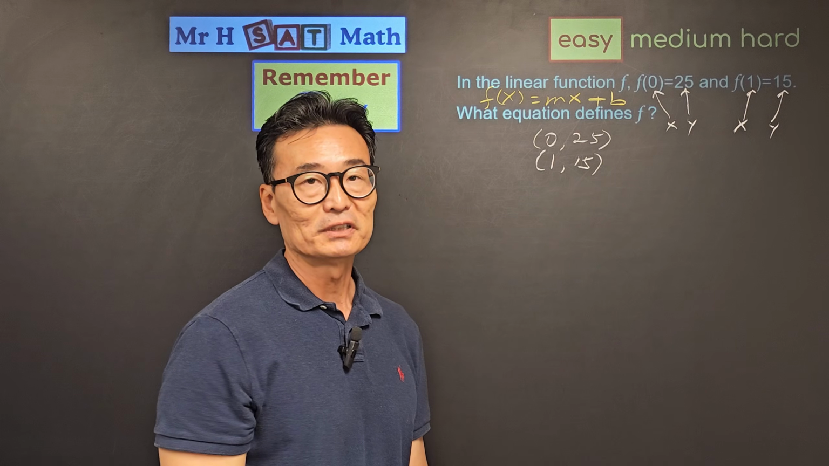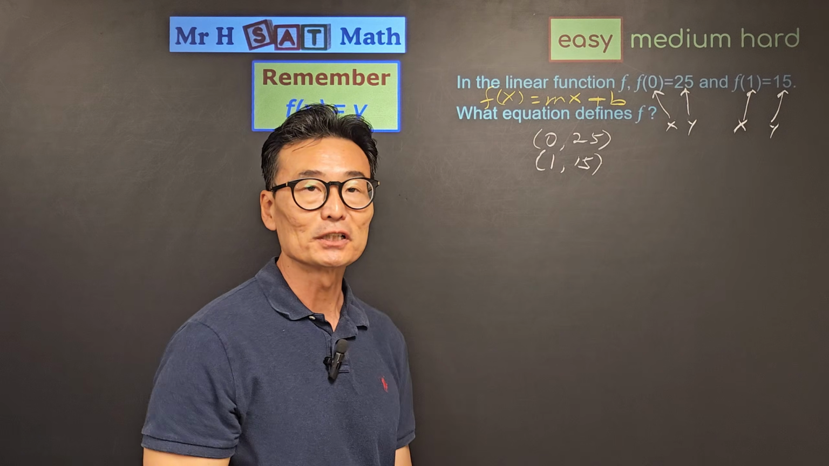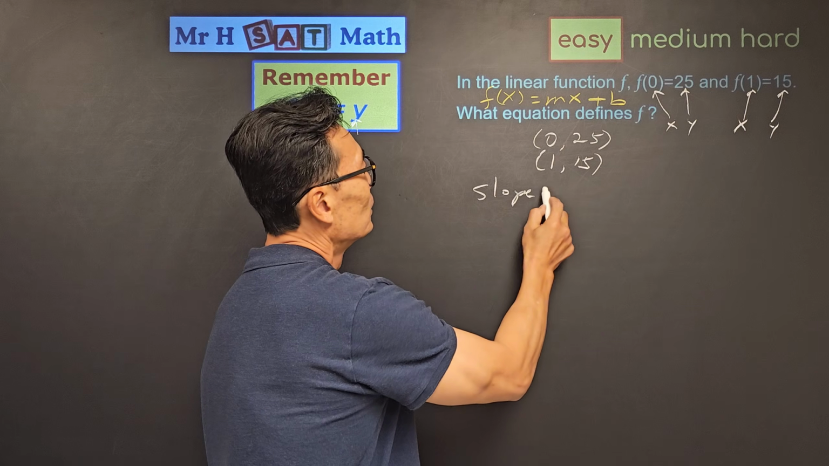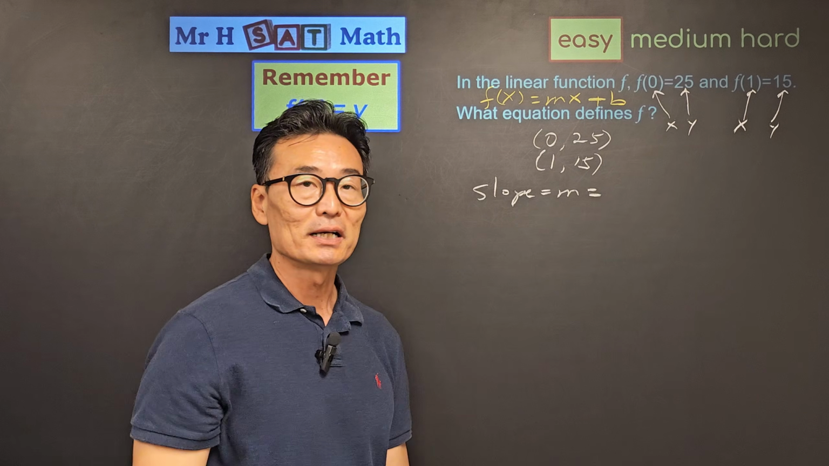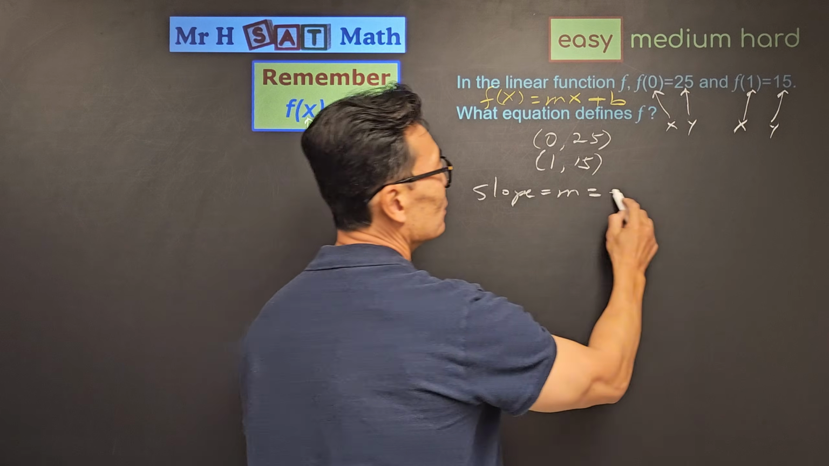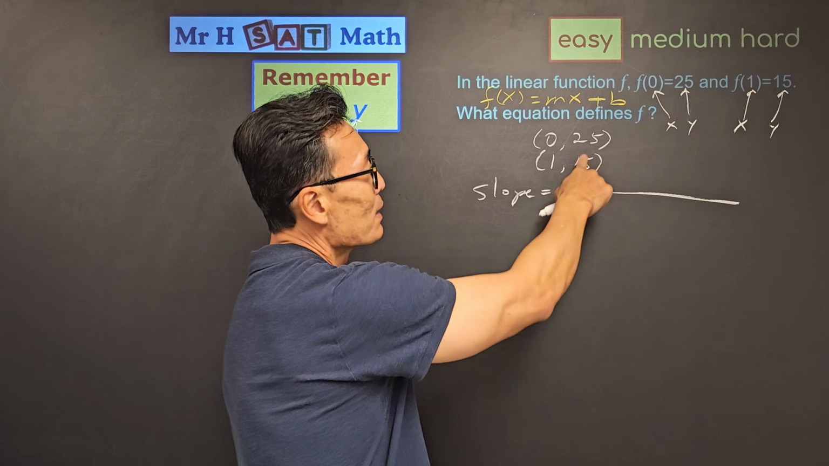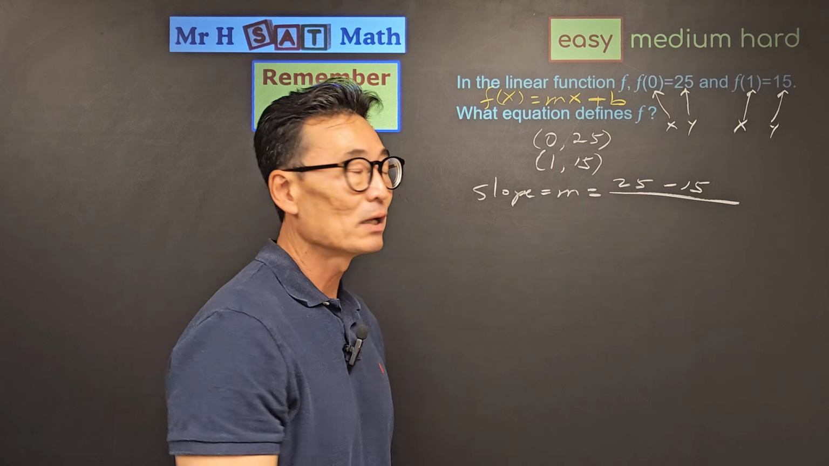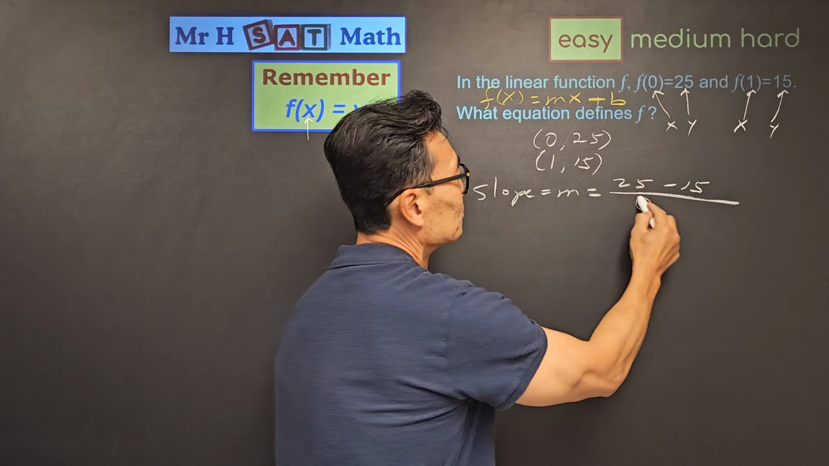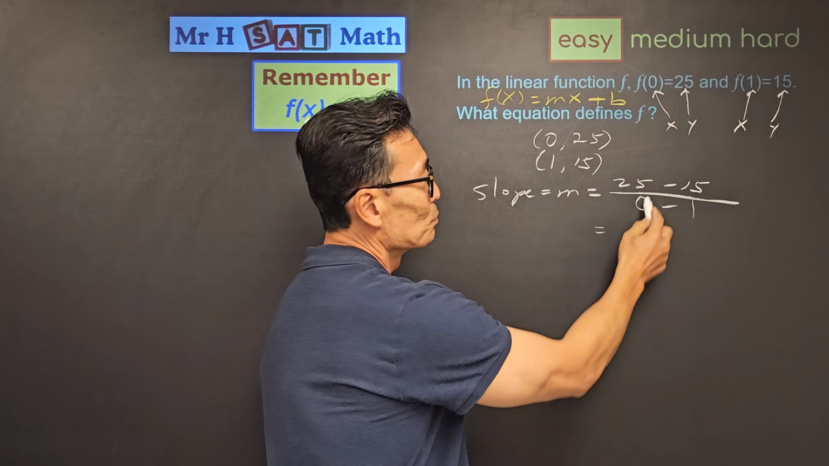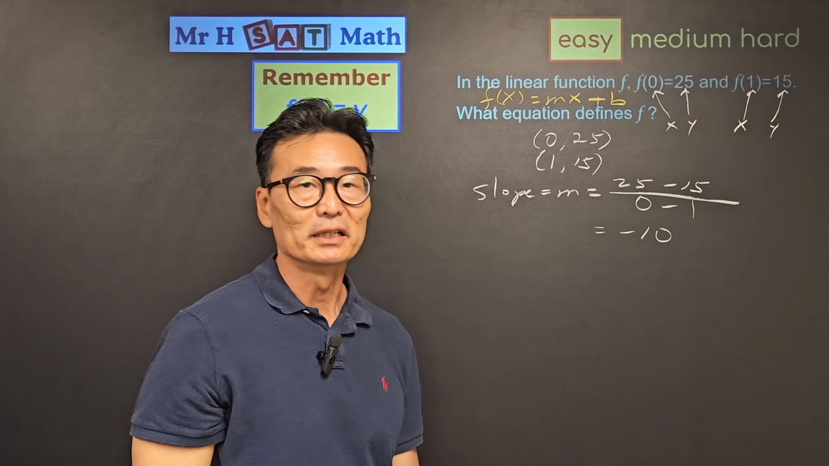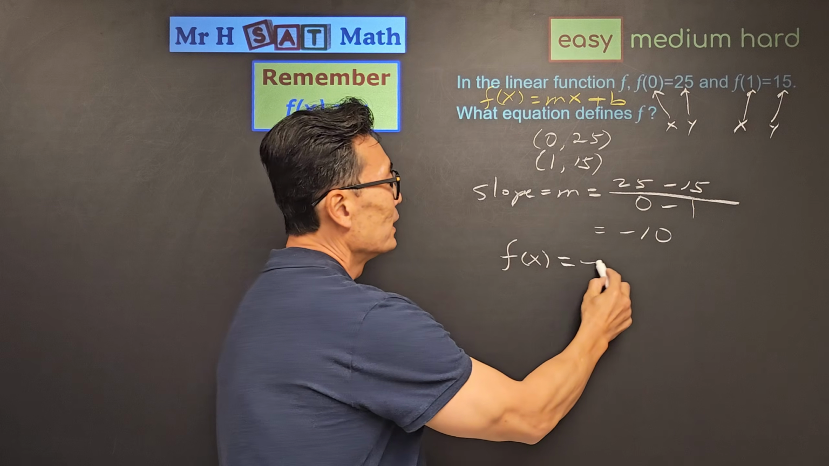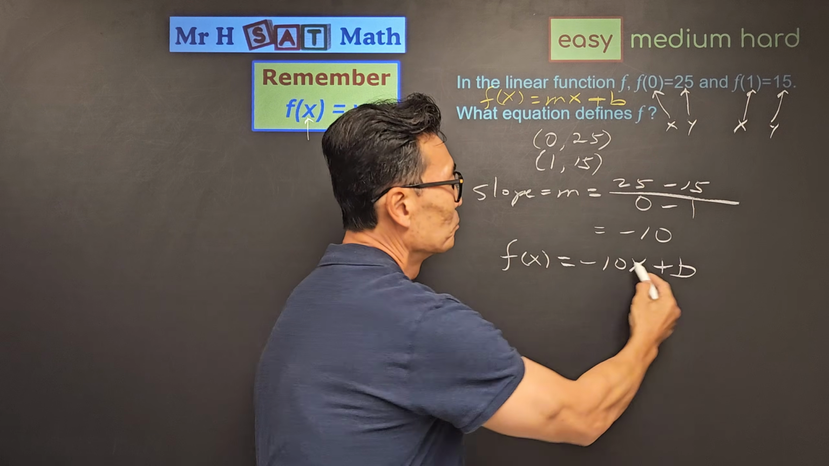1 comma 15. Then to find the function or the equation, we want to first find the slope, where slope is represented by the letter m, and slope is where you do the y minus y on the top or in the numerator, all over x minus x. Where if you simplify this, you get negative 10. So we have f of x equals negative 10x plus b.